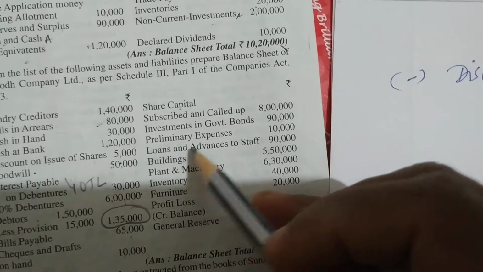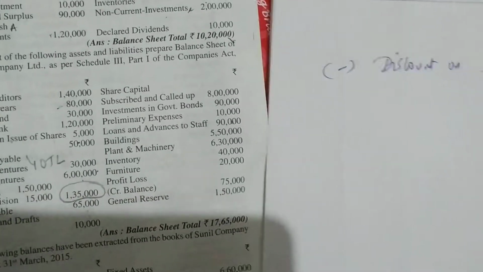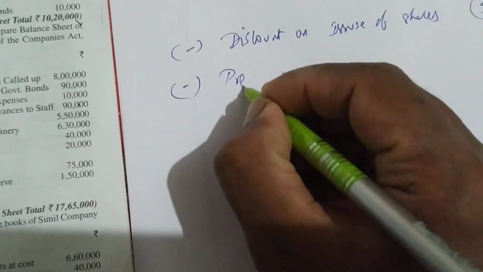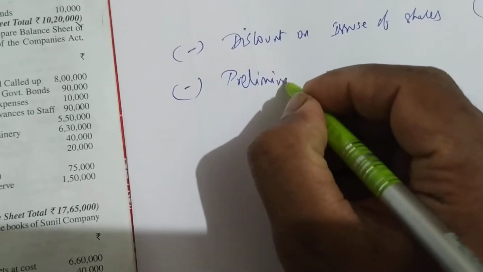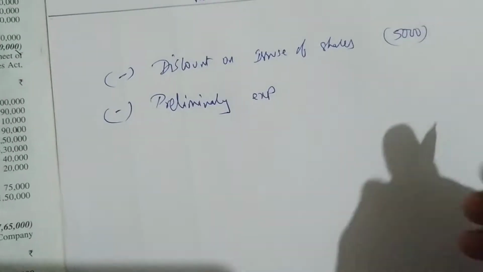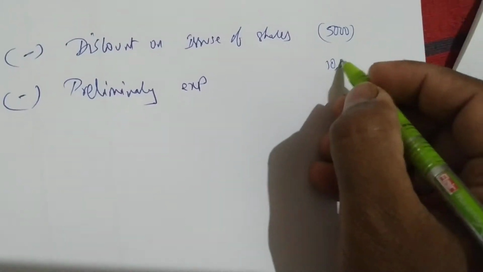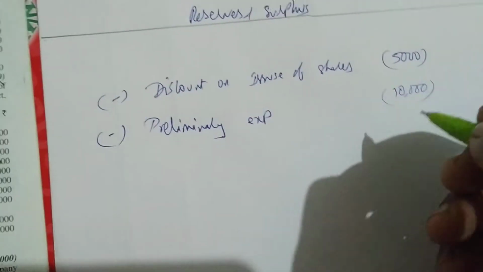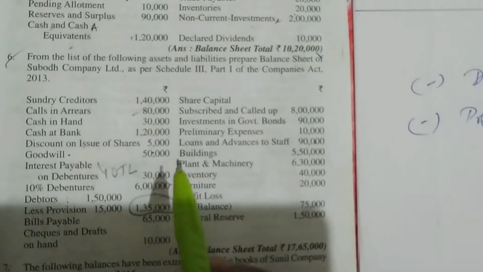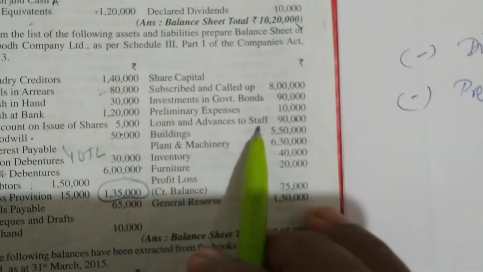Okay, next, preliminary expenses. Now again you are having preliminary expenses. You have to come to reserves and surplus and write preliminary expenses. This we are seeing for the first time. We are seeing discount on issue of shares and preliminary expenses for the first time, and both items you have to deduct from reserves and surplus. Okay, general reserve you have to deduct.